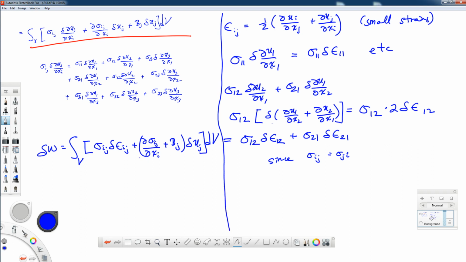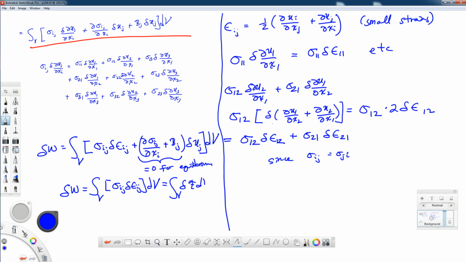Now if the material is in equilibrium, this is 0. So this reduces down to the variation in the work is equal to an integral over the volume of sigma ij, variation in strain, epsilon ij, dv. Then that's equal to the integral over the volume of the variation of the strain energy density function, dv.